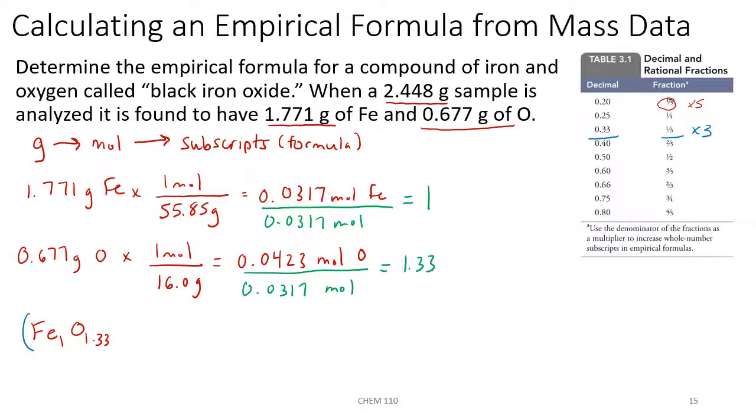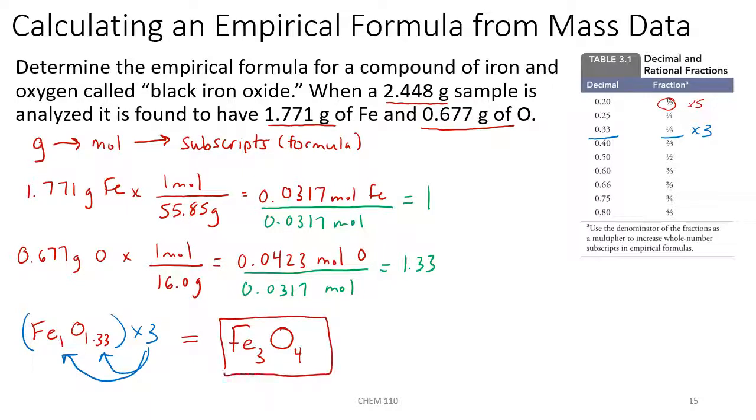So since we're going to multiply through by 3, that means the 3 will get multiplied through to the 1.33 and to the 1. We have to distribute it to everything in our formula. So this will give us a formula of Fe3O4, and when we multiply 1.33 by 3, we should get 4. This is going to be our empirical formula or our simplest formula for our compound.